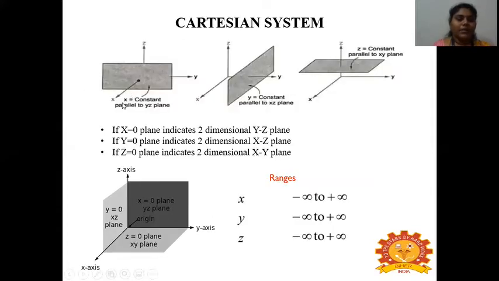Next, if we consider a plane, that is, if we consider x is equal to 0, what will we have? We will have the values of z and y. If x is equal to 0, then the plane will be 2-dimensional and will lie in the y and z directions. Otherwise, x can have any constant value. If x alone has a constant value, then the plane will lie in the z and y directions. So if x is equal to 0, the plane will lie at the origin.